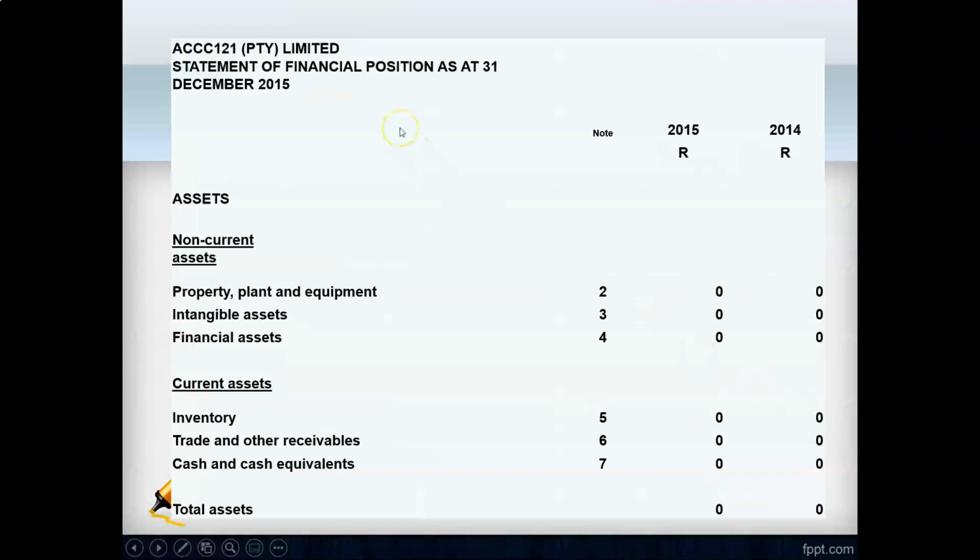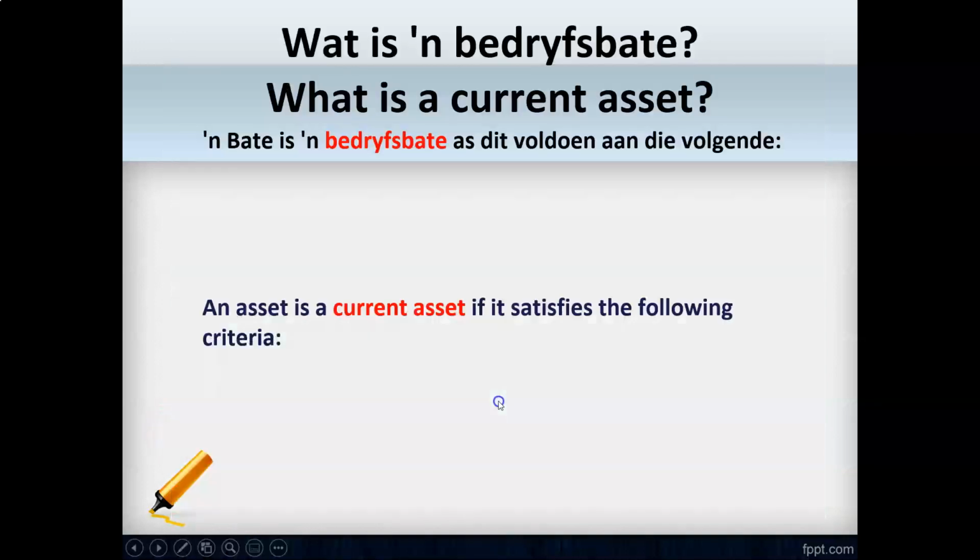Guys, just to put you in the picture, where are we and where are we going to? We are talking about the statement of financial position, and that is the way that we disclose that. The name of the entity, statement of financial position as of 31 December, comparative figures, rand denomination, and the note. And under assets, we have non-current assets and we have current assets. And under current assets, we have inventory, trade and other receivables, cash and cash equivalents, and then total assets. Now, in study unit 4, we have done cash and cash equivalents. In study unit 5, we are going to do trade and other receivables.